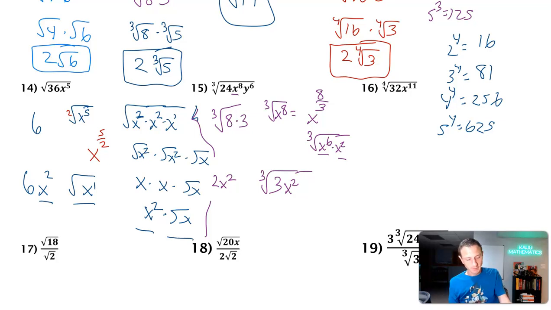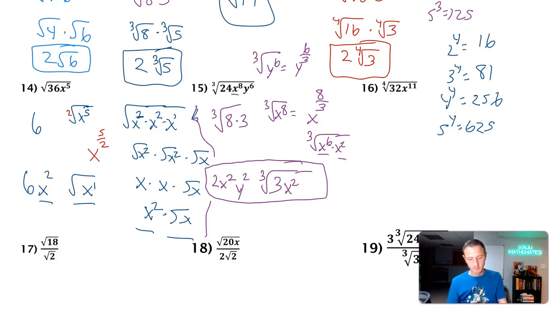Let's do the y. So we have the cube root of y to the 6th, which is y to the 6 over 3. 6 divided by 3 is 2. Nothing left over. 3 goes into 6 2 times. Nothing left over. So a clean y to the second power will come out. Then nothing is left on the inside for the y. So here is my answer.